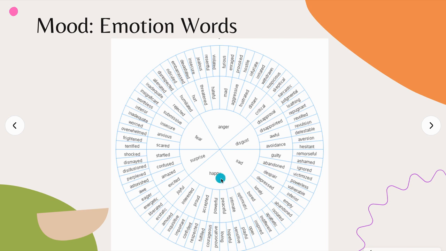So happy might turn into optimistic, which is a little bit more specific. And then in the final layer of the wheel, the outside core, are more words that become even more specific. So from happy, we get optimistic, and from optimistic, we get open and inspired. Again, if you're wanting to use this wheel for your work, you can always come back to this point in the video and pause it to use as a reference.